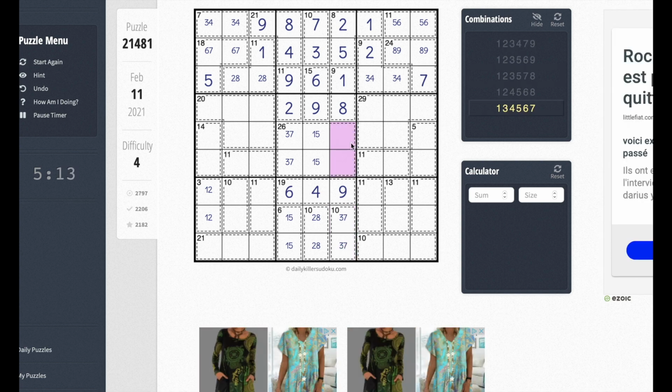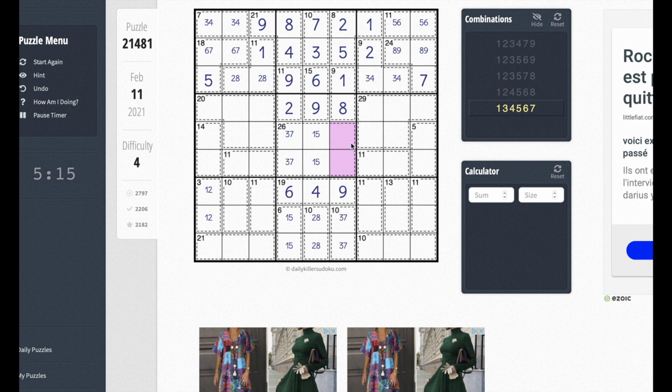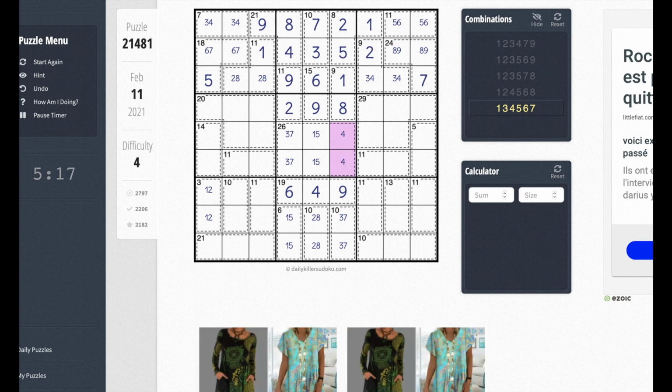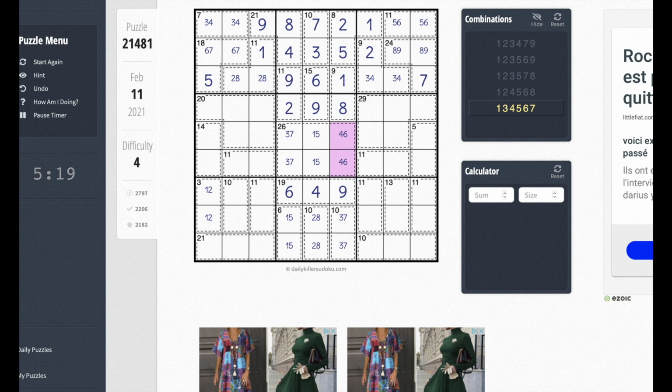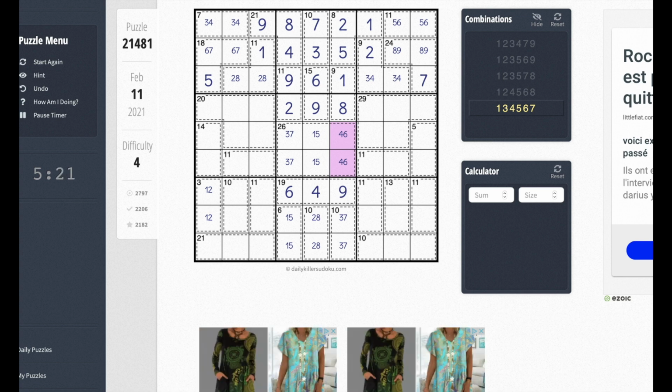Actually, let's just clear that. What's missing in here? 1, 2, 3. Need a 4, 5, 6. Yeah. Okay, that was a bit neater.